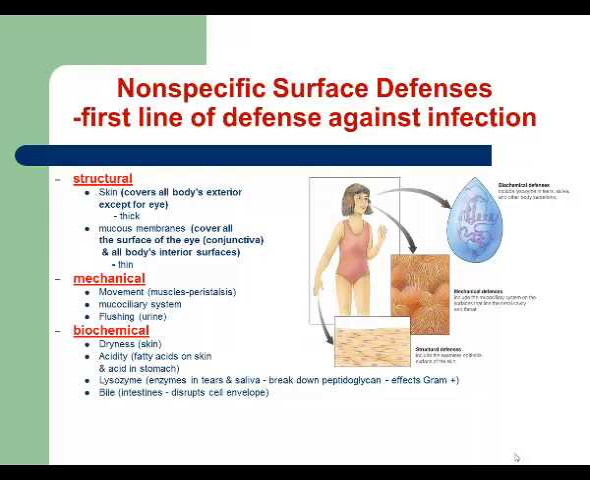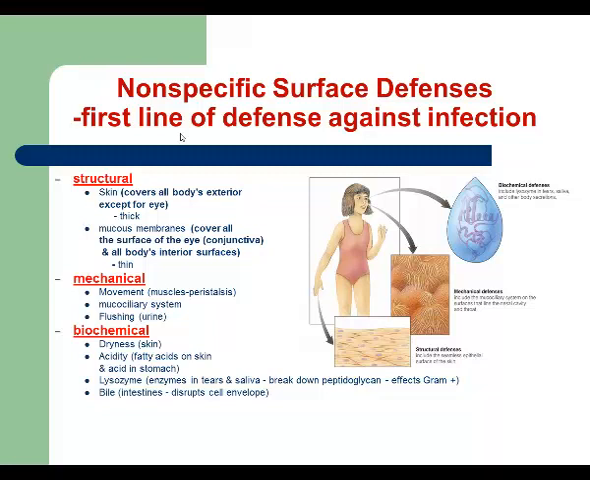But as I said, today we're going to stop on the first line of defense, and it has a name. It's called non-specific surface defenses, which is the first line of our immune system. Non-specific surface defense can be structural, mechanical, and biochemical.